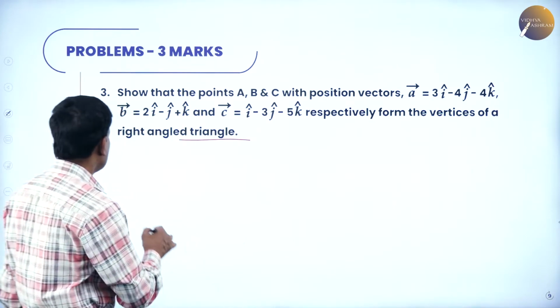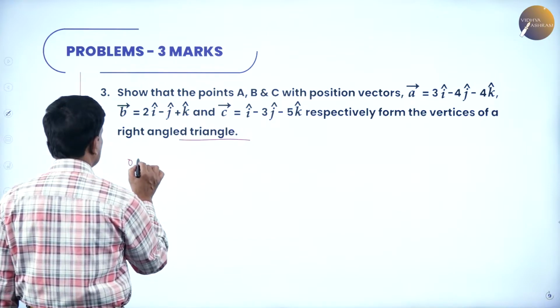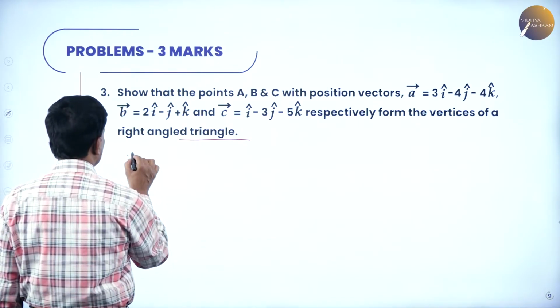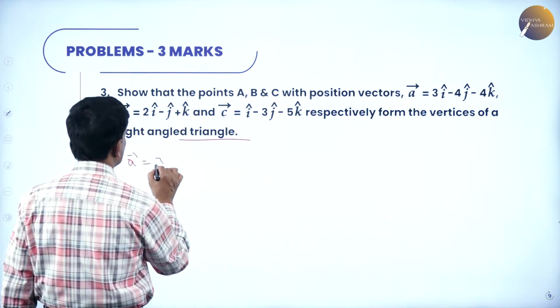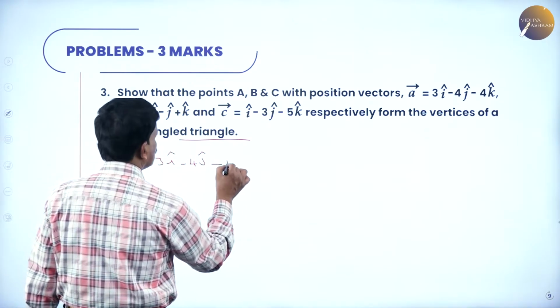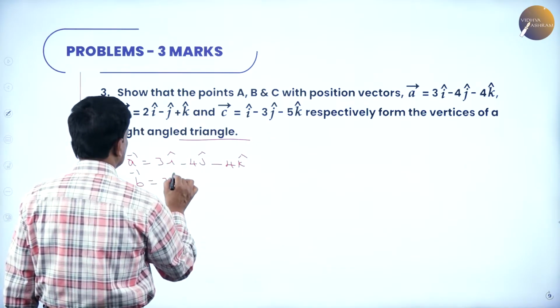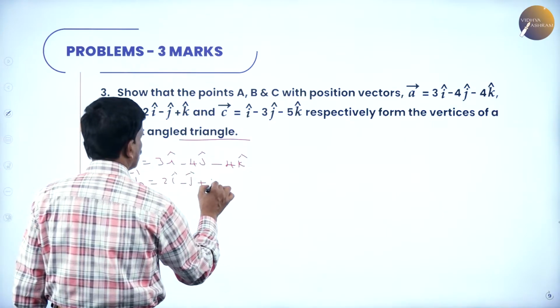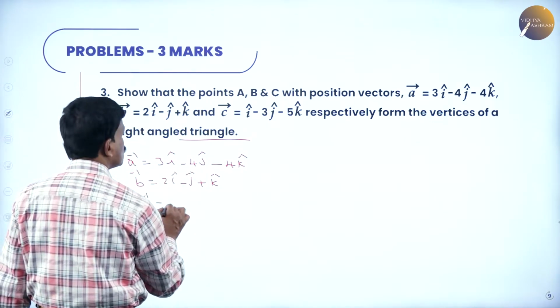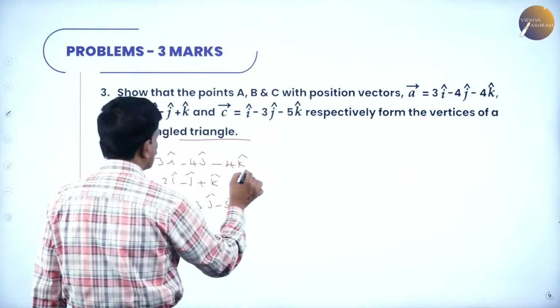That's it. Now let us find out what is given. The position vector of A is, consider this as vector A. Vector A, what is given? Vector A is equal to 3i minus 4j minus 4k. And vector B is nothing but 2i minus j plus k, and vector C is equal to i minus 3j minus 5k. So these are the position vectors.